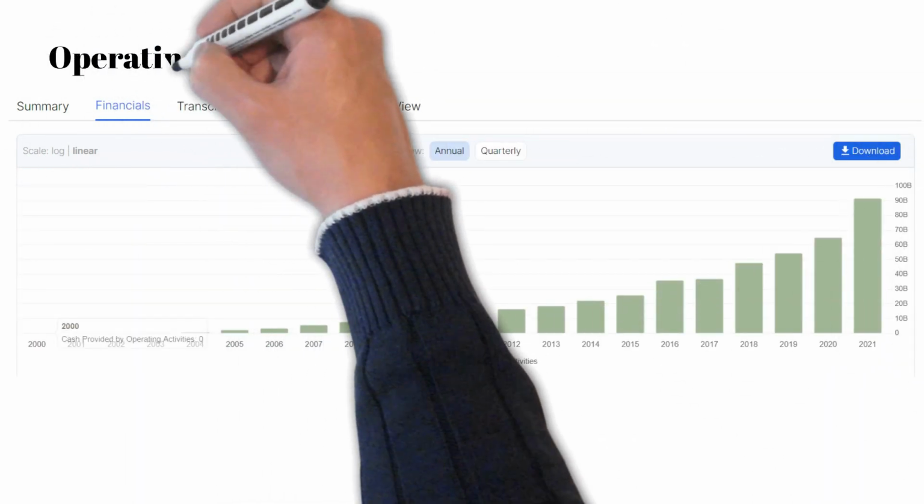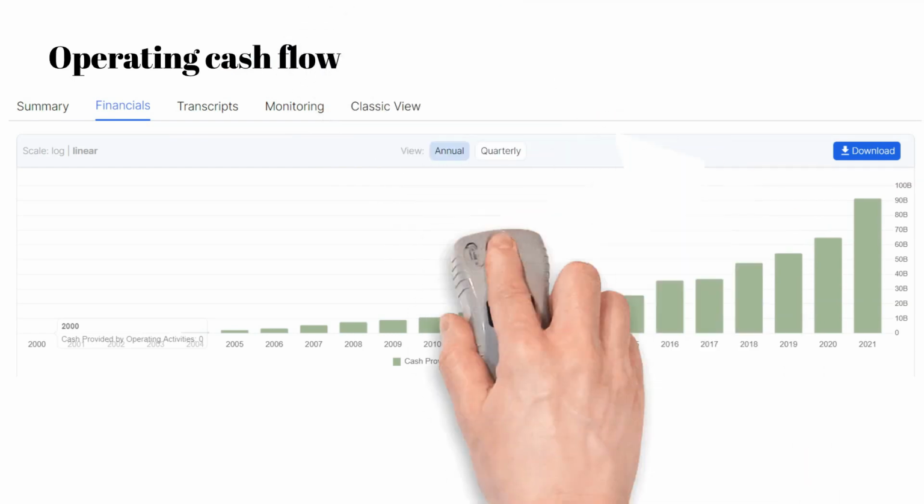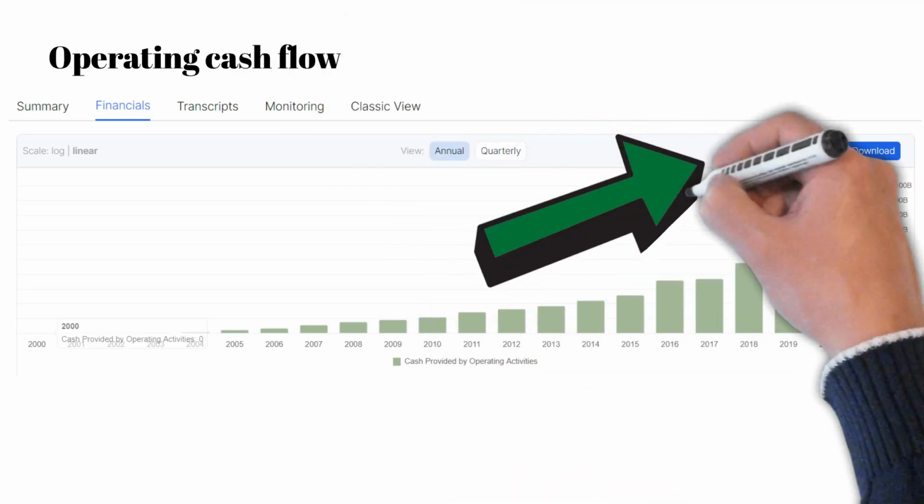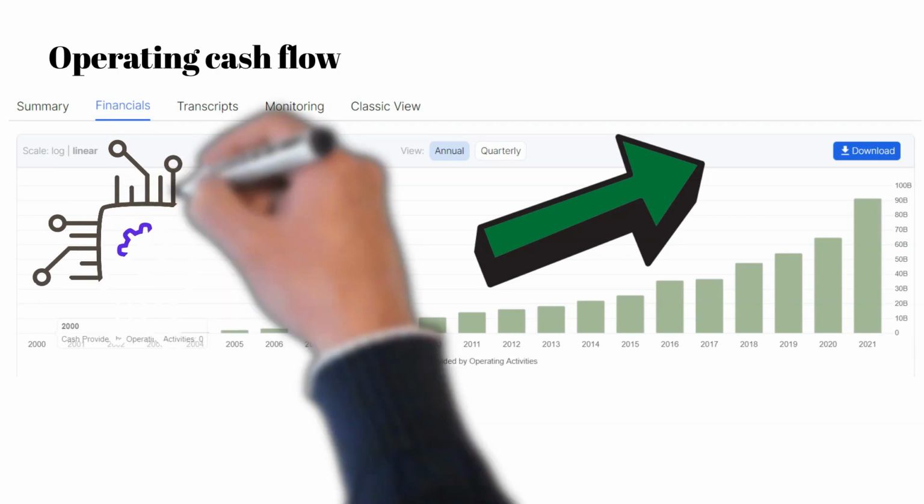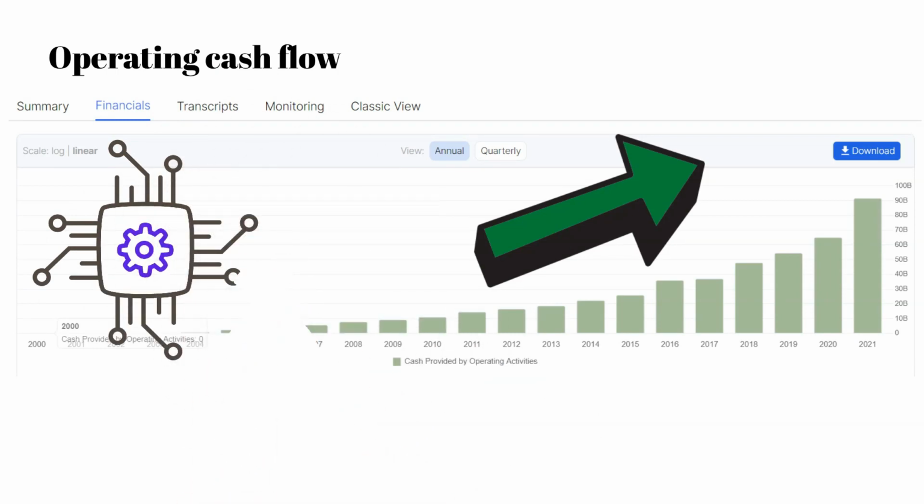This is the chart of Alphabet's cash provided by operating activities. It is a clear uptrend, meaning Alphabet managed to generate consistent and increasing cash flow through its core business.